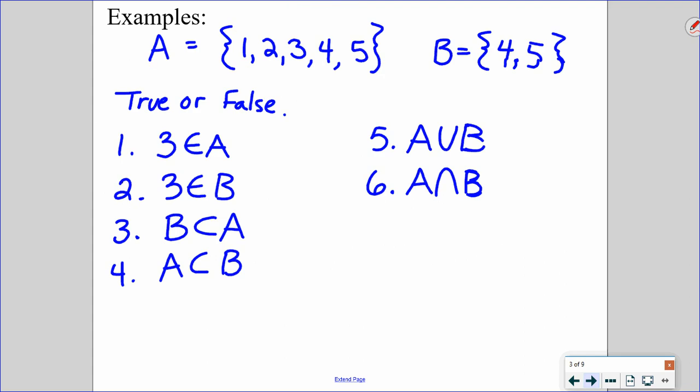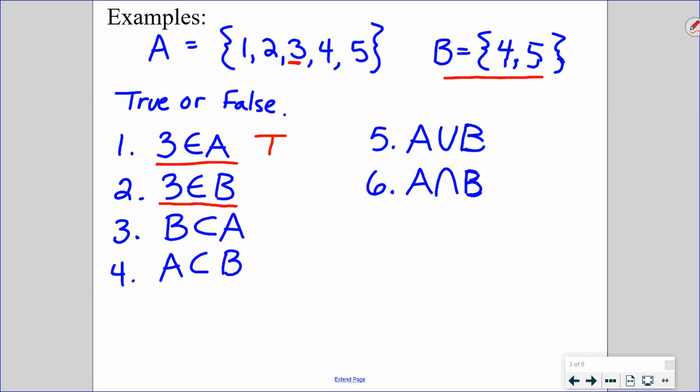All right, let's look at some examples using these symbols. So we're given two sets. We have set A and set B. And we're going to start with some true or false statements. So the statement in number 1 says, 3 is an element of set A. Well, if I look at set A, 3 is there, so it is an element of set A, so that statement is true. Okay, number 2 is read, 3 is an element of set B.